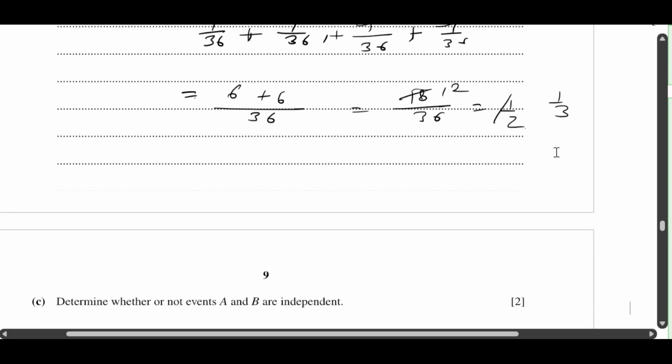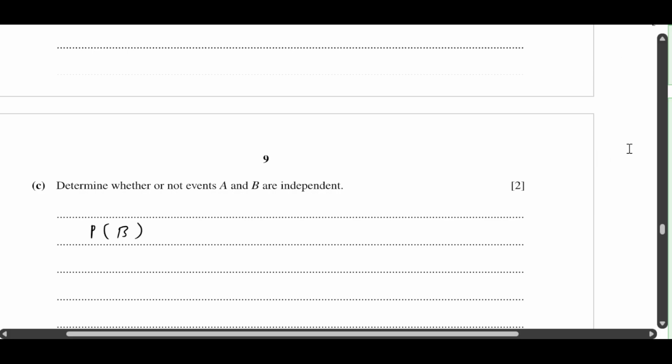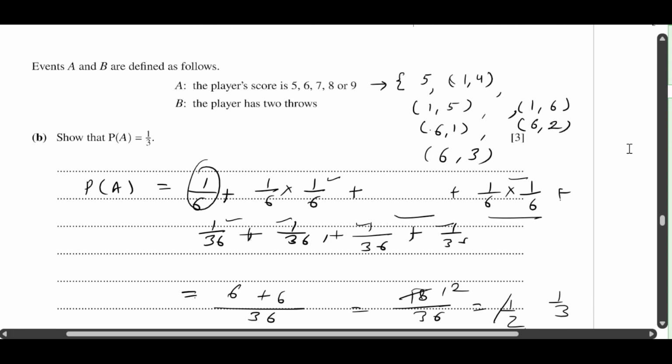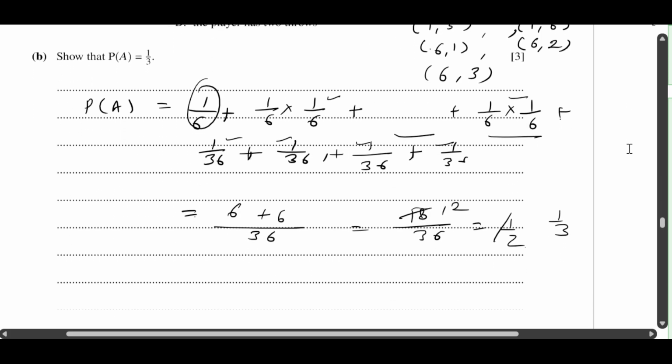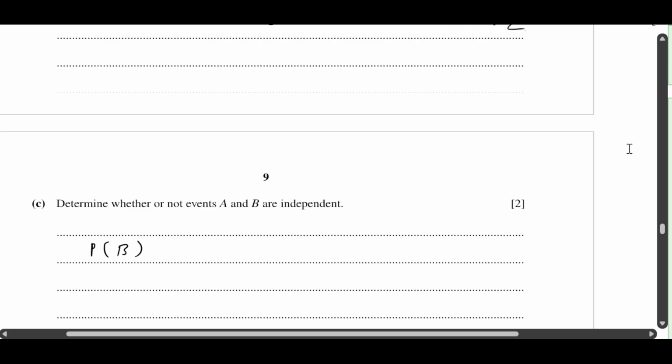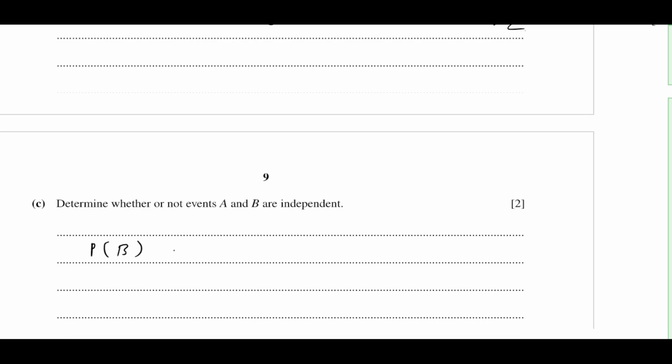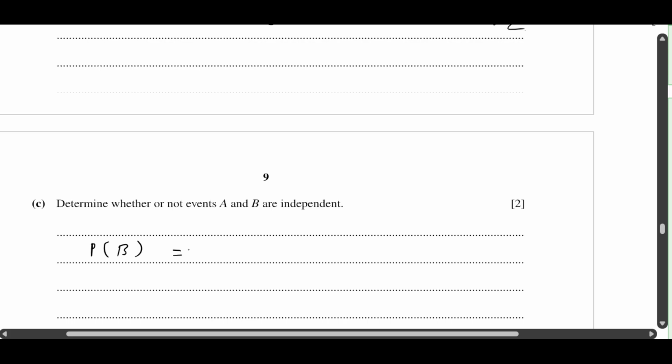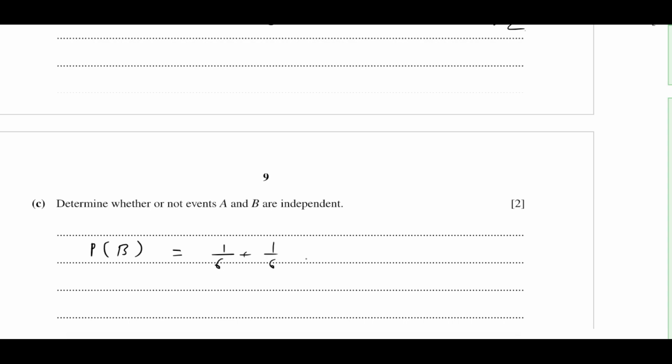To check whether it is independent or not, I have to determine the probability of B also. So probability of B. What is given in B? B is that the player has two throws. Now when the player gets 1 or 6 in the first instance, the probability that the player has two throws is 1 by 6 plus 1 by 6, which is 2 by 6, that is 1 divided by 3.